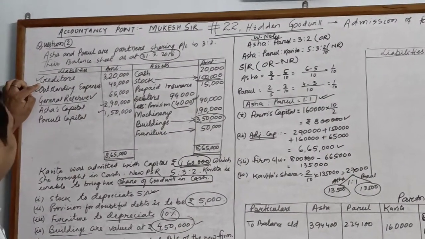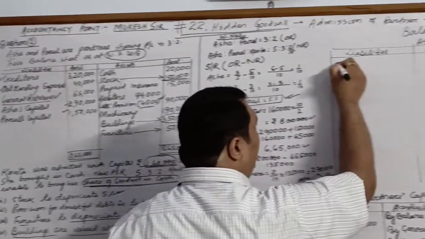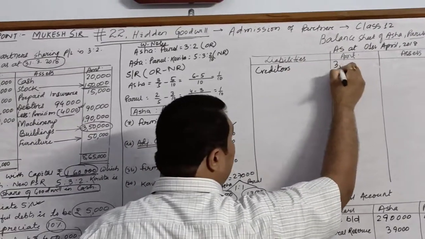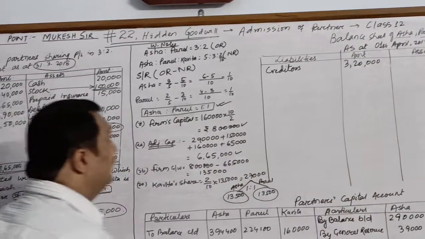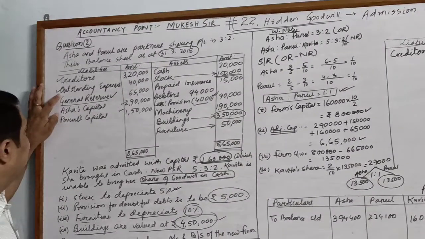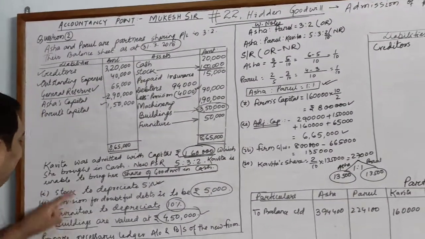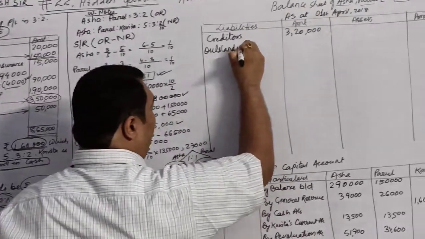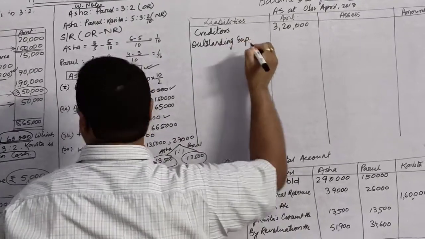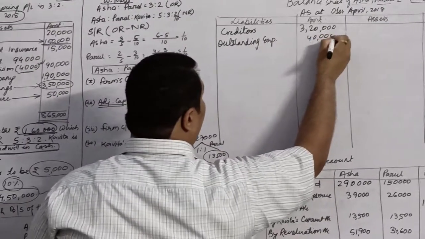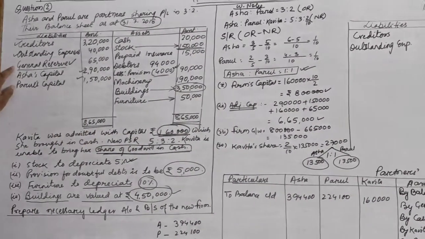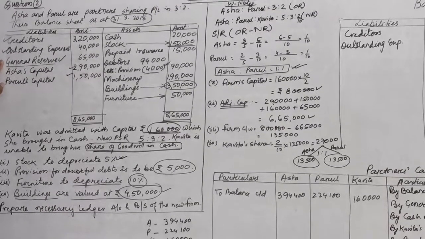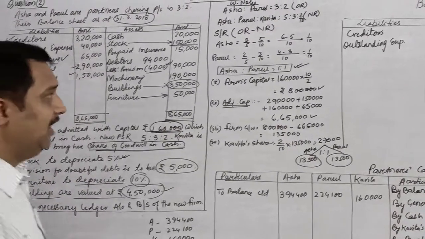My first item in the balance sheet, I will just refer to my old balance sheet. First item is creditors. So I will take creditors over here, and there was no change in the creditors. So I will write the same value, 3,20,000. The next item is outstanding expenses. Related to this also, we did not have any adjustment. So I will write outstanding expenses also as it is, rupees 40,000. Next is the general reserve, which we have already distributed amongst the partners. So it will not go in the new partner's balance sheet.